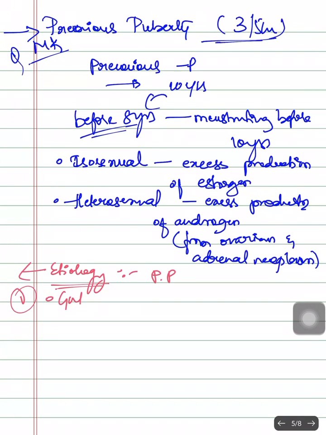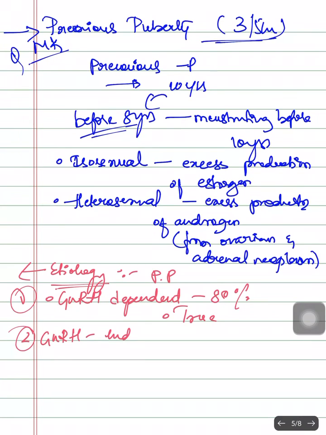So in the causes, firstly there is GnRH dependent, the first type, and secondly GnRH independent. GnRH dependent is seen in about 80% of the patients, and it is also known as complete or true. GnRH independent is precocious puberty of peripheral origin, due to excess estrogen or androgen.